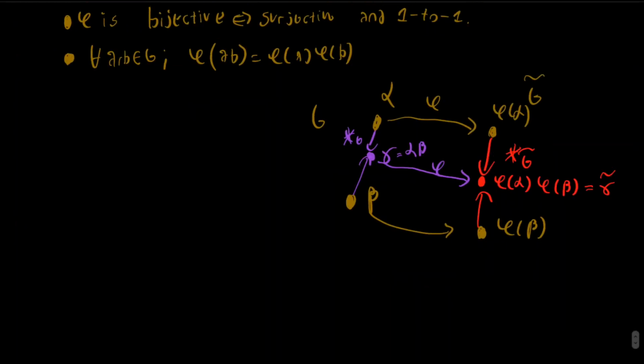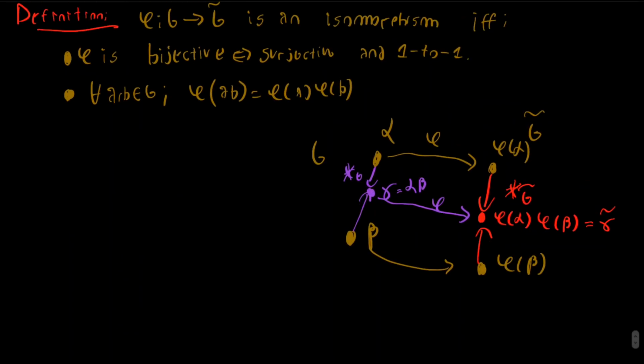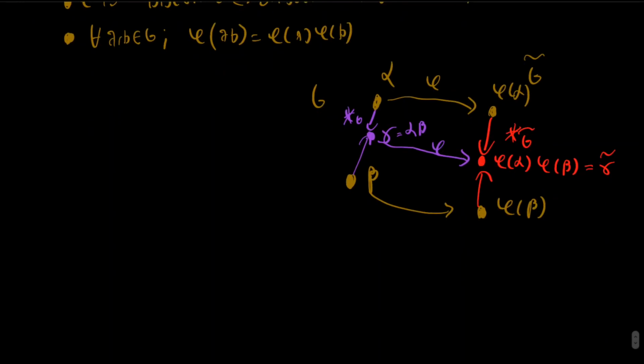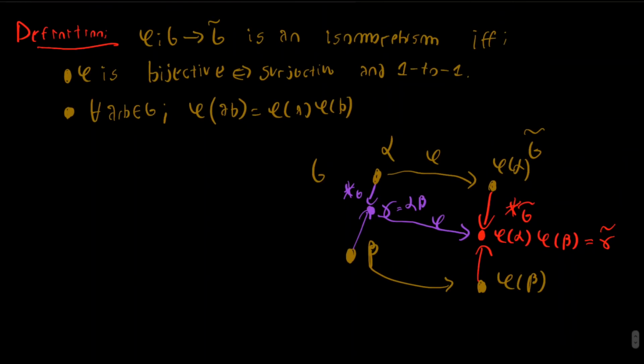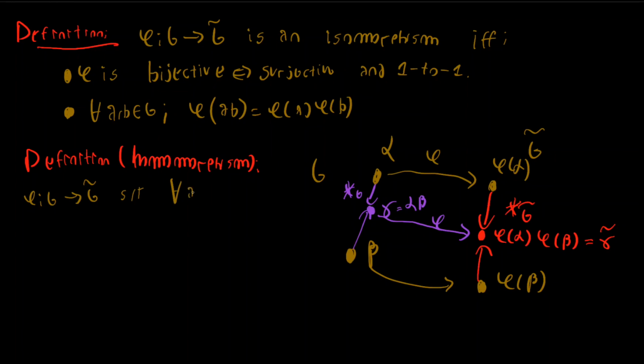So this is what we're asking. Furthermore, we don't just want that it preserves the group operation, we also want it to be bijective. Because if that was not the case, then we would have the notion of a homomorphism, which again means, from Greek, similar structure. And a homomorphism is just a function from a group G to another group G tilde, such that for all a, b in G, it preserves the group operation. So we have this. This is a homomorphism.